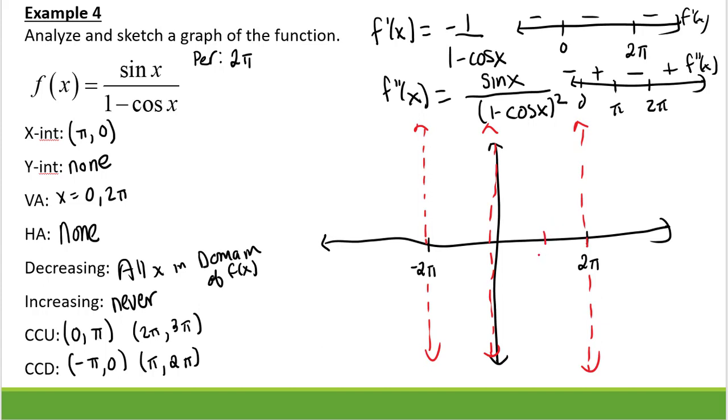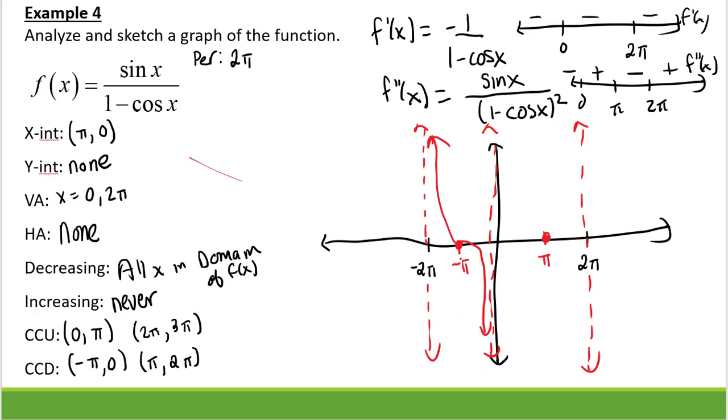X-intercepts happen at pi and negative pi, since our period is 2 pi. So I did have another x-intercept. And remember, they always repeat. So I'm decreasing. Actually, no, let's look at from negative pi to 0. I'm concave down, but always decreasing. So concave down, decreasing. Here I'm concave up, increasing.